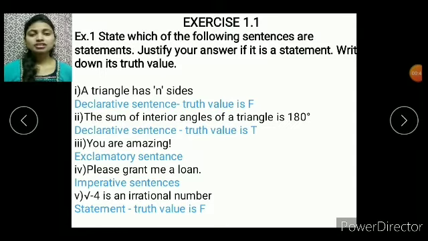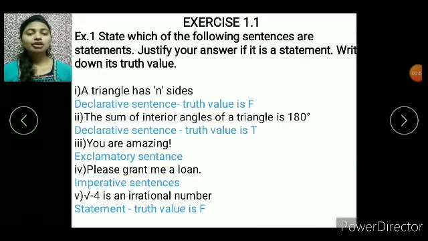You are amazing. This is an exclamatory sentence. Please grant me a loan. This is an imperative sentence. Fifth, the square root of -4 is an irrational number. This is a statement, and the truth value of this statement is false.